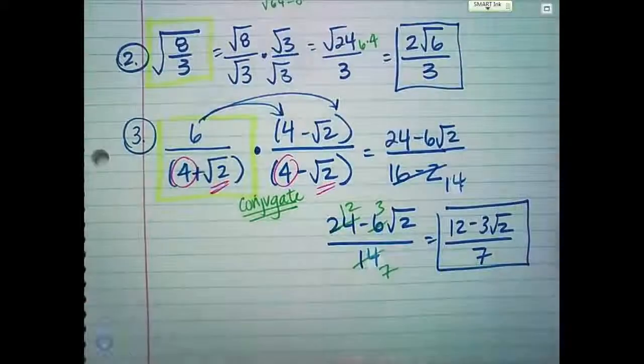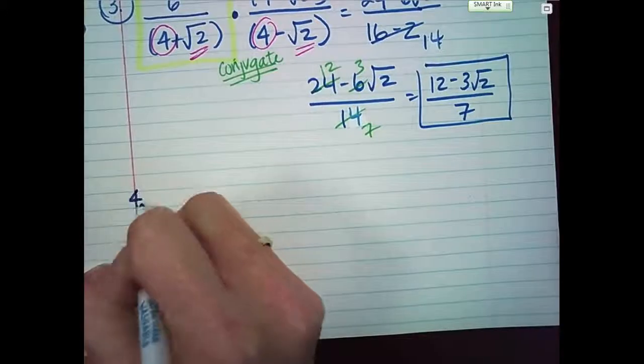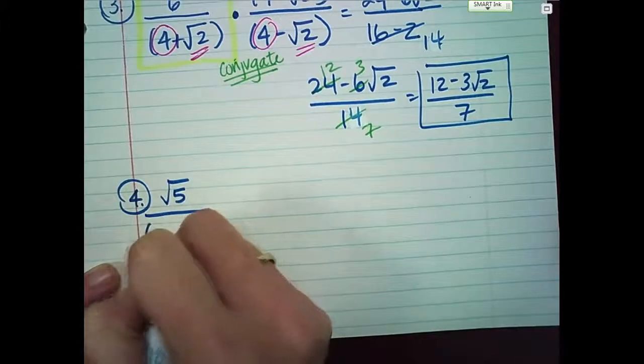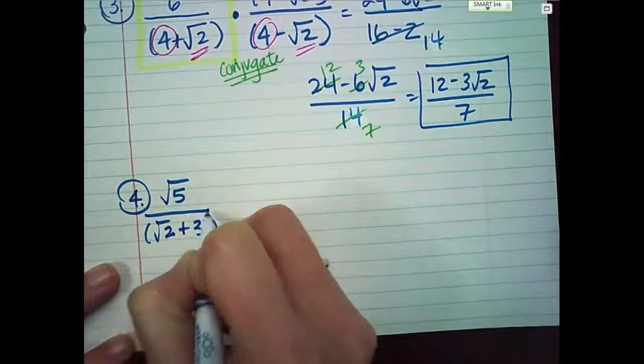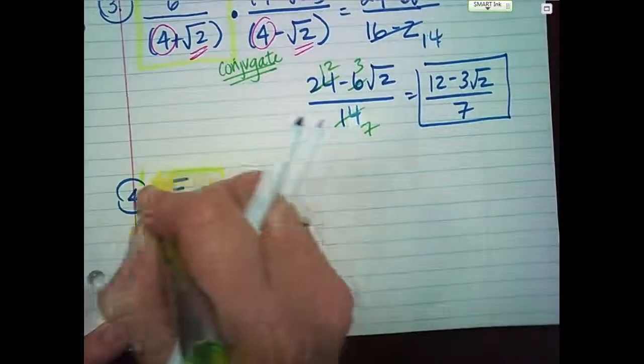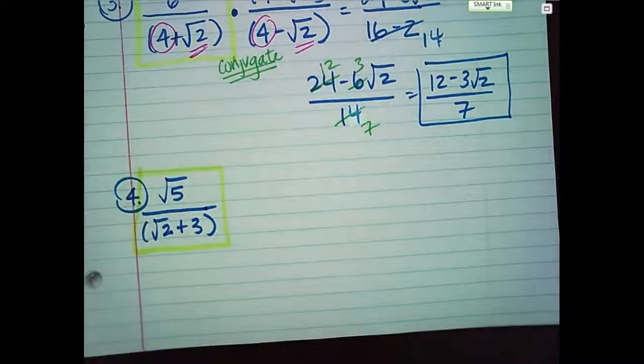And number 4. Root 5 over the square root of 2 plus 3. Again, you have a radical in the denominator, which is not allowed, right? And you have a binomial. How do you get rid of a binomial in the denominator? Multiply by its what? Start with a C. Fancy word. Come on, okay. Conjugate. Good. So root 2 minus 3.